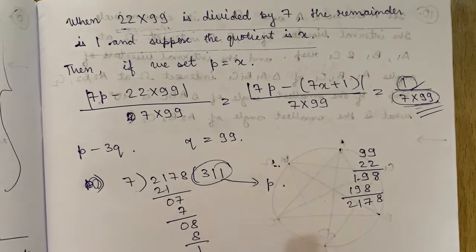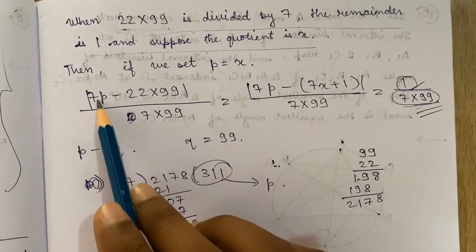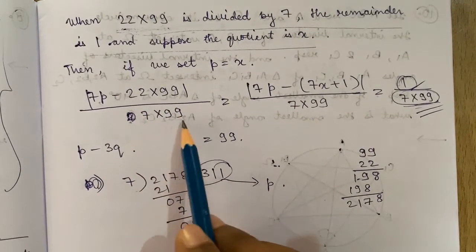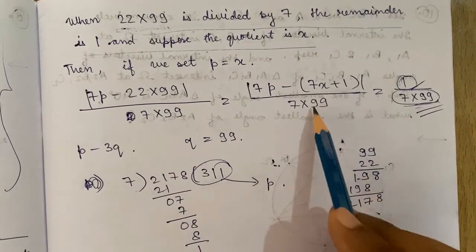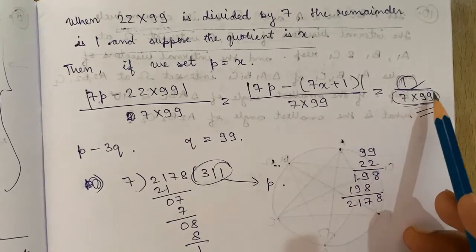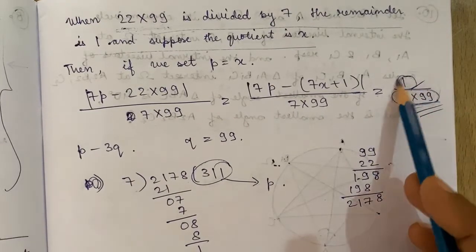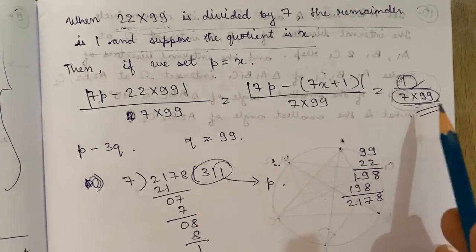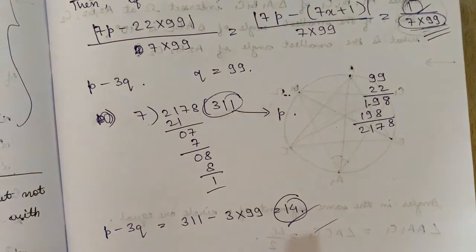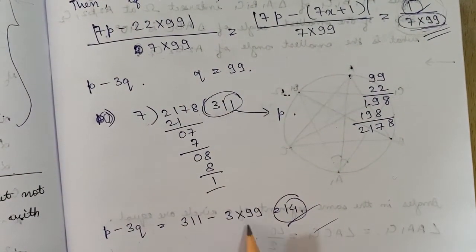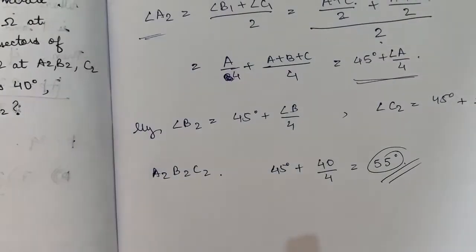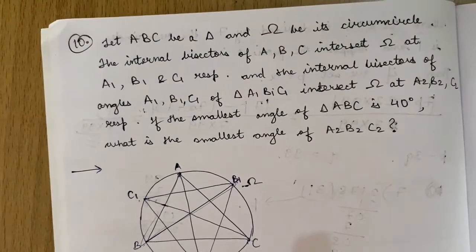So p equal to 311 and q equal to 99 would set 7p minus 22 times 99 by 7 into 99. This quantity will become 1 over 7 times 99, which is the minimum difference that I can get. So now for calculating p minus 3q, I just substitute these values and I get the answer 14. Now let's look at the next problem.